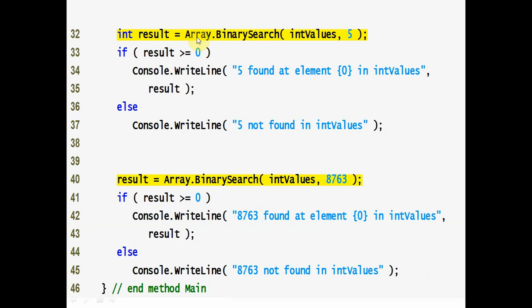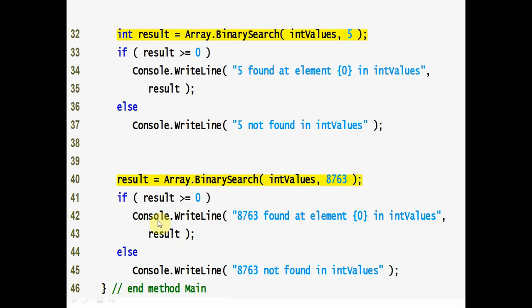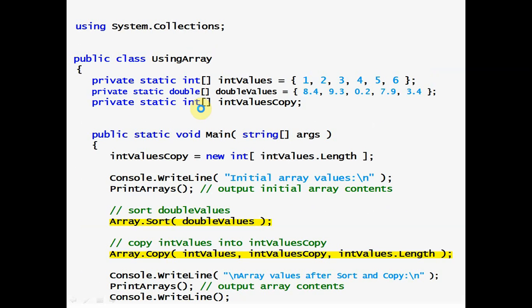So we are writing Array.BinarySearch here. We can write Array.Sort to sort the array, and Array.BinarySearch. For binary search, first we have to arrange the data in ascending or descending order. So we are writing Array.BinarySearch, where int value is the array and 5 is the search element which we have to search. So we are searching for the location of 5. If the result is greater than 0, actually the location of 5 is 5.